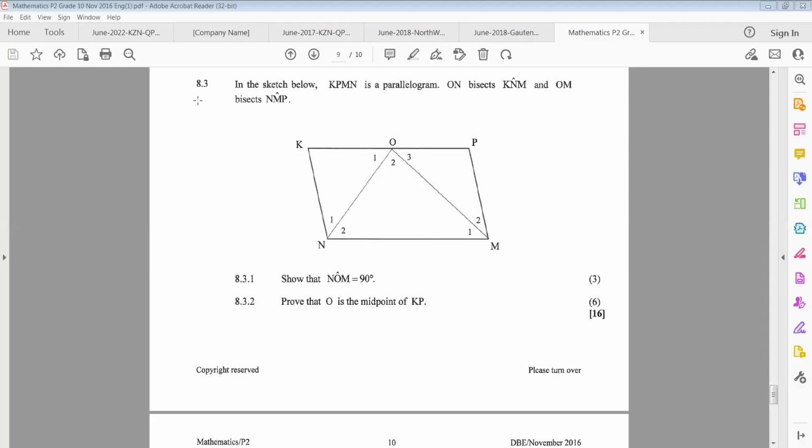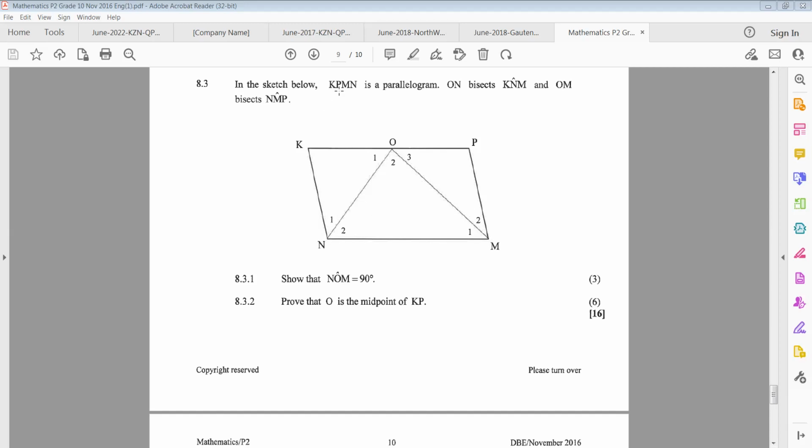Okay, another question, 8.3, quick one. In the sketch below, KPMN is a parallelogram. ON bisects KNM and OM bisects NMP. What it means by ON bisects KNM is that when you come to the diagram, angle KNM means that N1 is equal to N2. OM bisects NMP means that when you come to NMP, M1 is equal to M2.